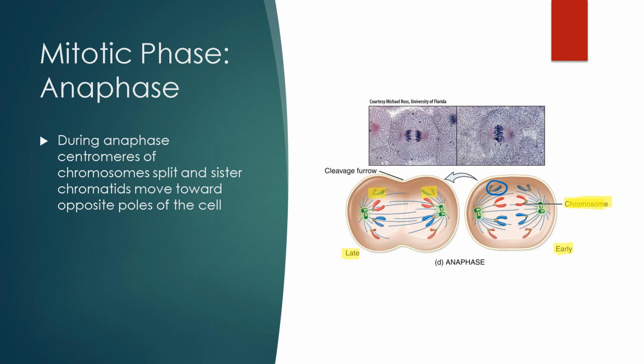And as they're pulled apart from each other, the cell starts to divide itself into the beginning of 2 cells. And this is by a cleavage furrow. So it's starting to constrict just a little bit in the middle here, the beginning stages of separating into 2 distinct cells.